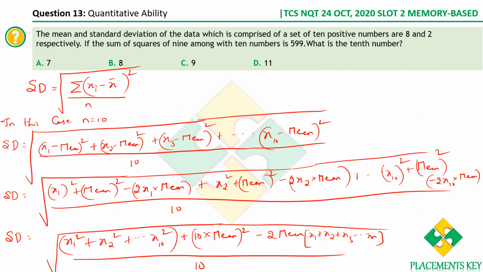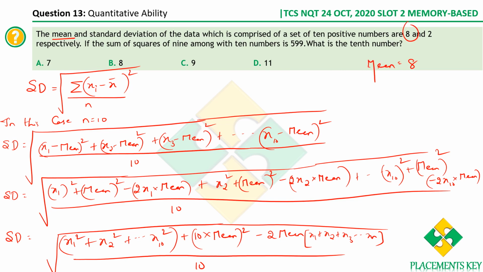Okay, for your understanding, I've already written something. Let's see what that is. The mean and standard deviation of the data, which is comprised of a set of 10 positive numbers, are 8 and 2. So what are they saying? The mean is 8. Mean is what? Mu, right? Mean is 8. Let me write it.